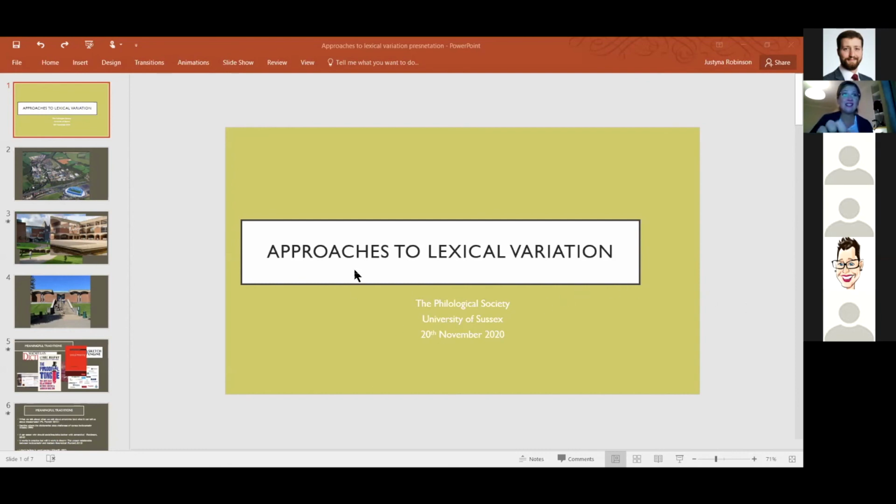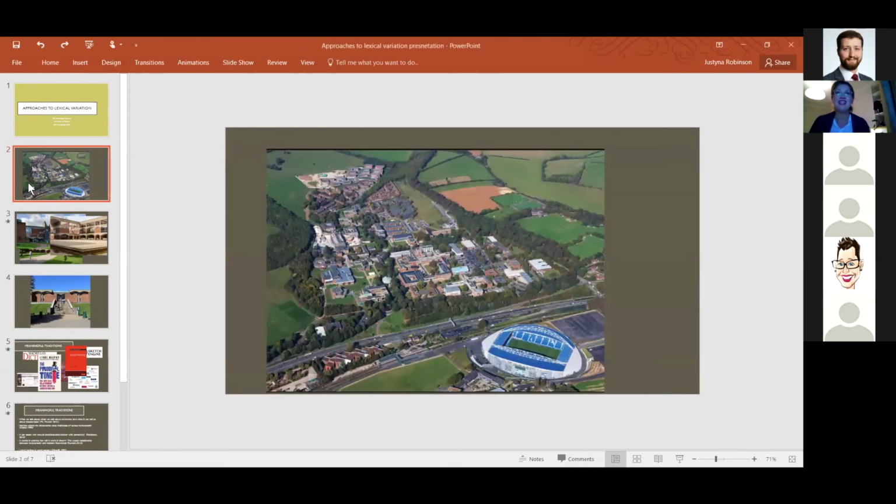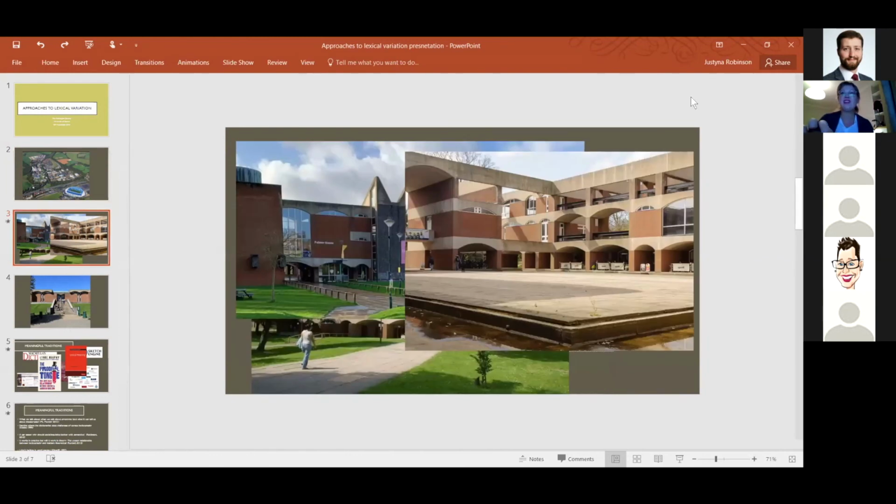If you came to Sussex, you would have a chance to have a look at our beautiful campus, which is situated in the South Downs, just outside Brighton. And that's the aerial map of the campus. As you enter the campus, you would notice some quite fascinating buildings.